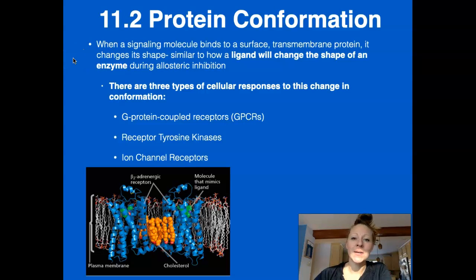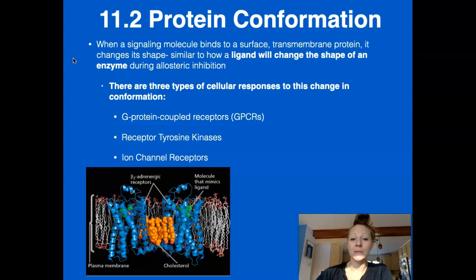We are continuing our discussion on cellular communication. If you remember, last time we talked about transmembrane proteins, and now we're going to be talking about how molecules bind to transmembrane proteins, which makes them change their conformation, or shape. And this is going to allow for the message to be sent inside.